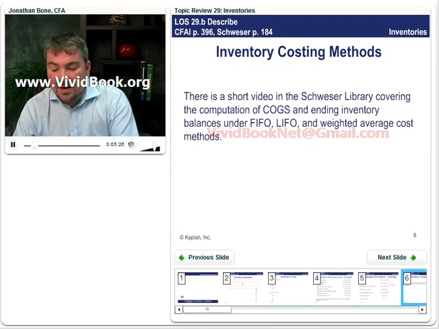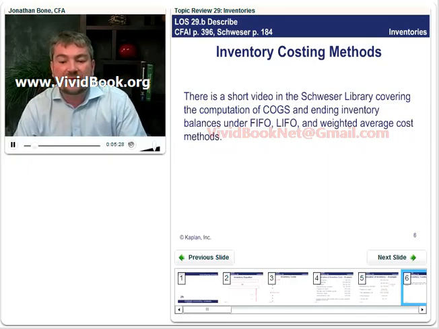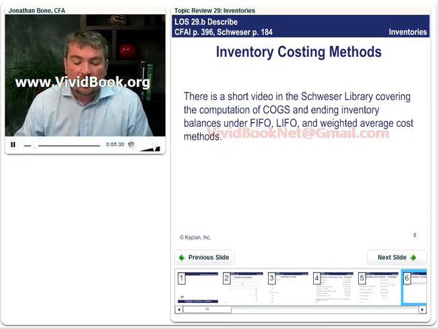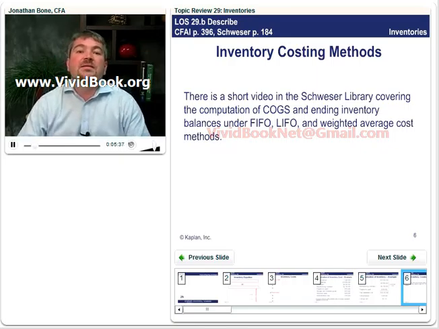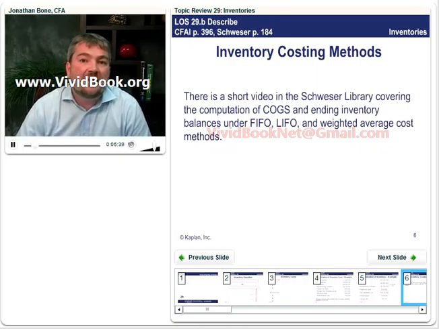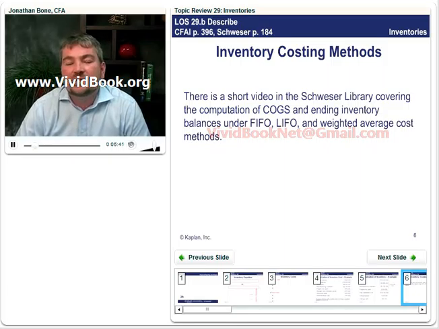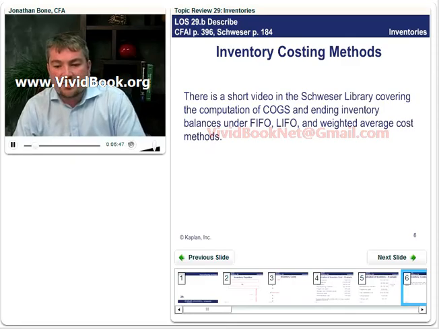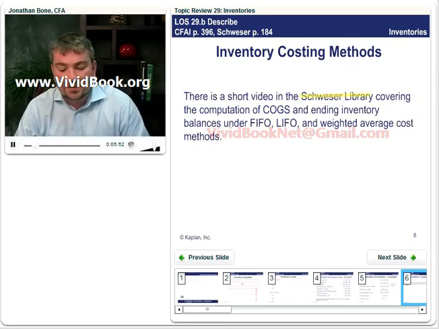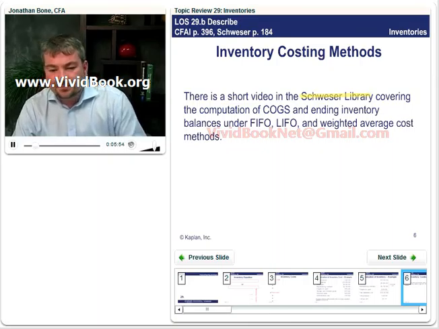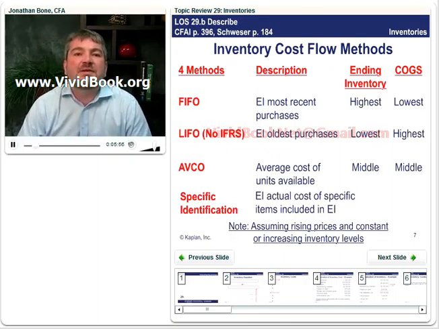Now our next LOS asks us to describe the methods of valuing our ending inventory. What it's asking us to do here is describe the cost formula. Essentially there are going to be three major methods we could use: FIFO, LIFO and average cost. We use those to compute cost of goods sold and ending inventory. Just note that there is a little video here in the Swayzer library covering FIFO, LIFO and average cost for you. Okay, so here are four major methods.